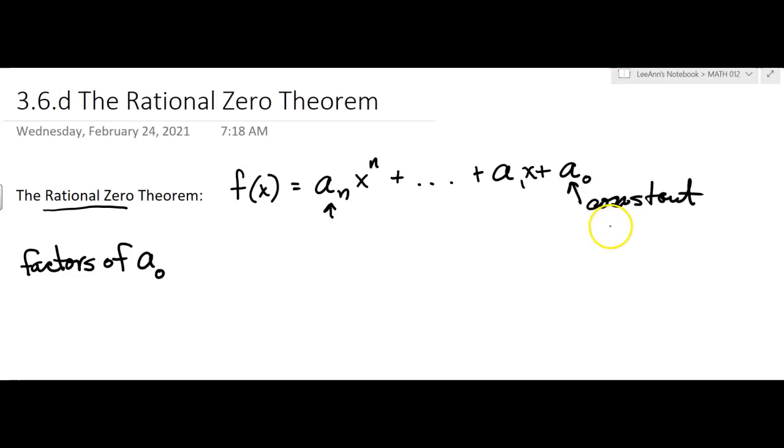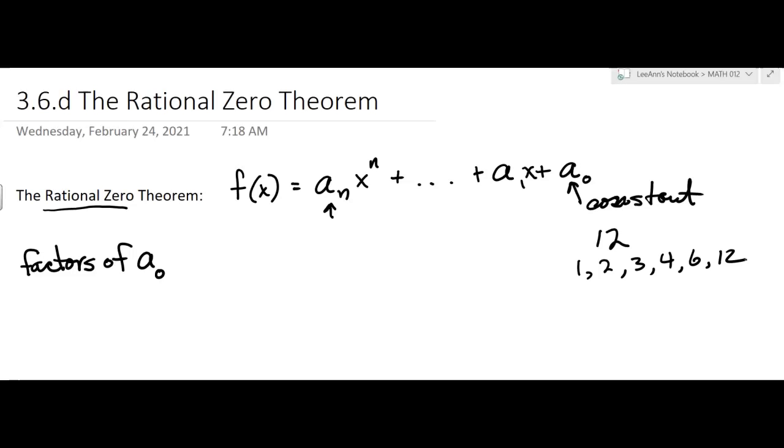So let's say a naught is 12. Then when we're talking about the factors, we're talking about all the integers that will go into 12 evenly. So like 1, 2, 3, 4, 6, and 12. All of those would be factors of 12. Now they could be positive or they could be negative, and I'll tell you how we take care of that in a little bit. Okay.